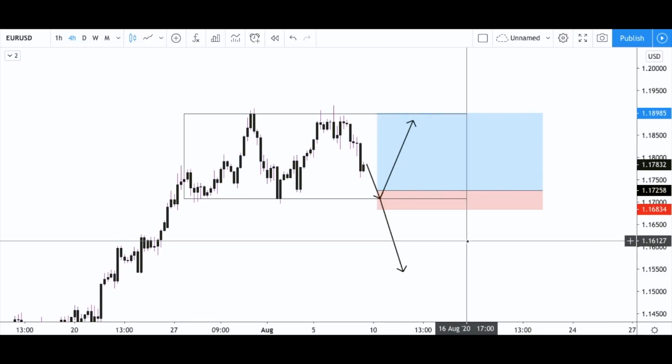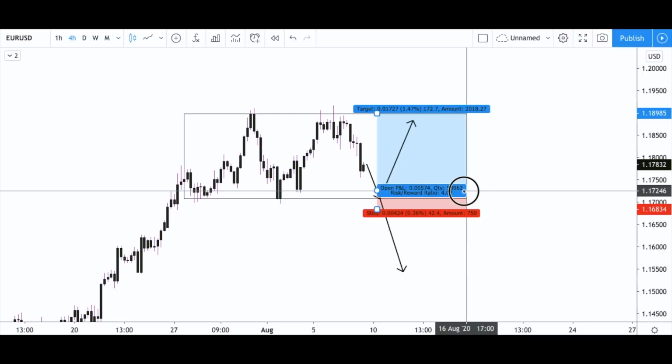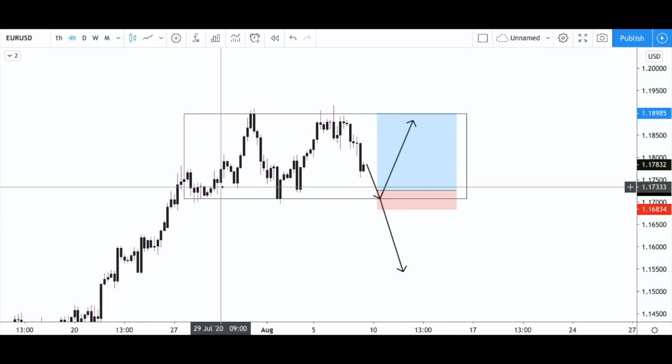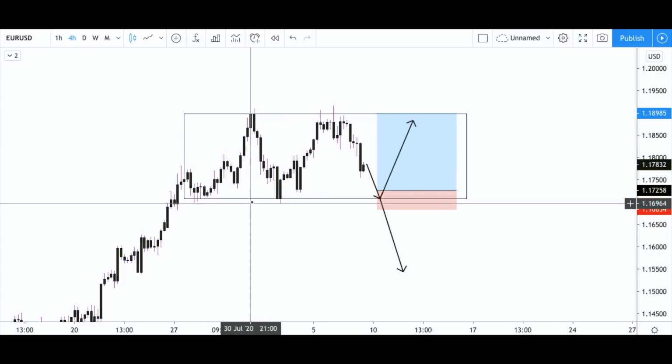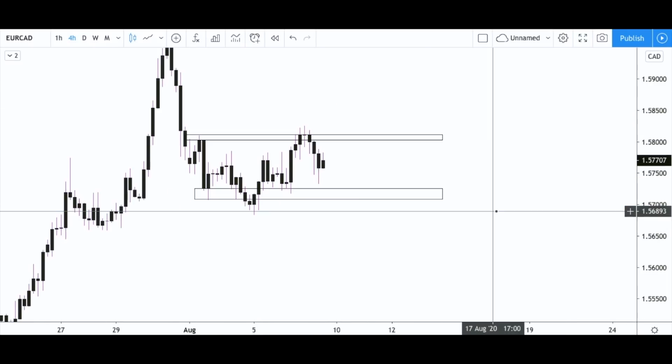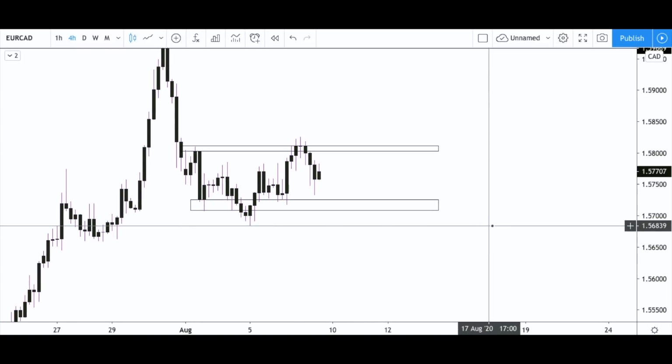So a 1 to 4 risk reward ratio on a EURUSD. So a simple break or bounce scenario as price continues to range between this key level of resistance and this key level of support. The third setup I have for you guys is on EURCAD.